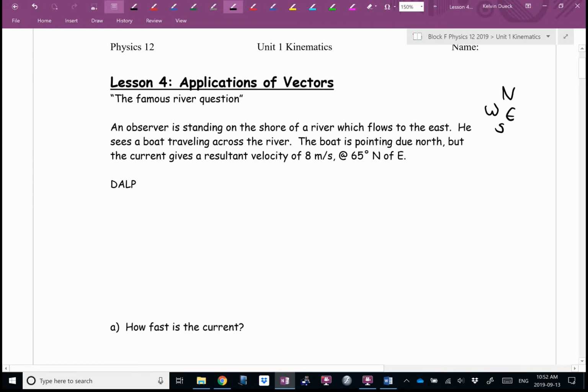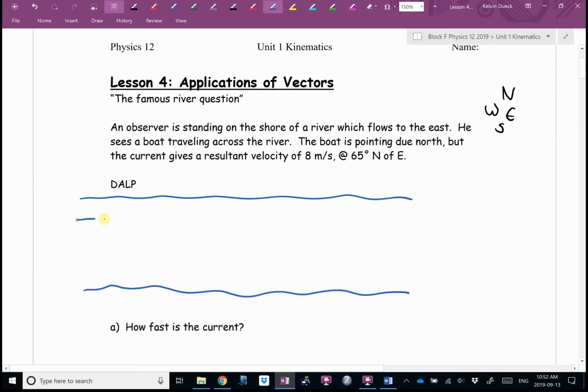What does DULP stand for? Draw a little picture. Okay. Which way does the river flow? To the east. So I'm going to draw my river like that. And I'm even going to label this little arrow with a velocity. I'm going to say this is the velocity of the current. It's going to the east. I don't know how big it is, but it's there.